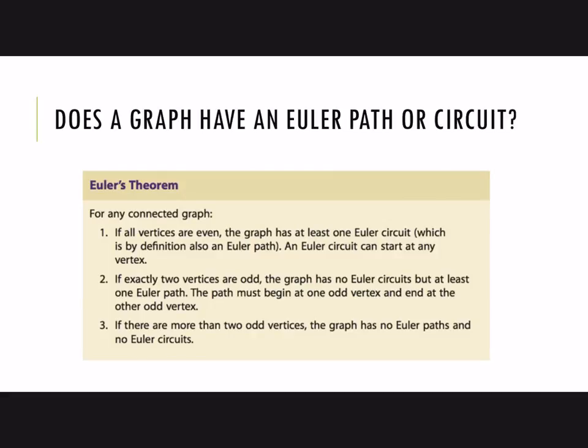How do we tell if a graph has an Euler path or circuit? Well, we have Euler's theorem, which was proved by the mathematician Euler. This is called an existence theorem. It doesn't actually tell us how to find an Euler path or circuit, it just tells us whether or not one exists. And we have a number of these in math. For any connected graph, it's got to be connected first of all. If all the vertices are even, the graph has at least one Euler circuit, which is by definition also an Euler path. The Euler circuit can start at any vertex.